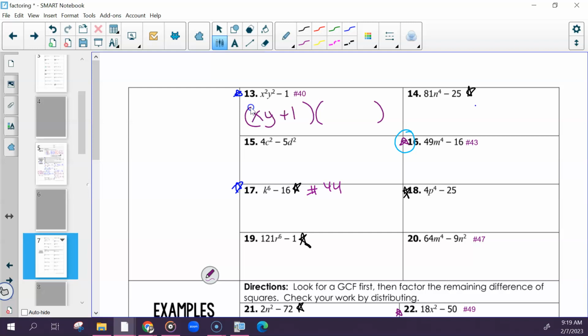And correct. Now with 14, notice that there is now something to the fourth power. Anytime you see exponents that are even, this will still work.